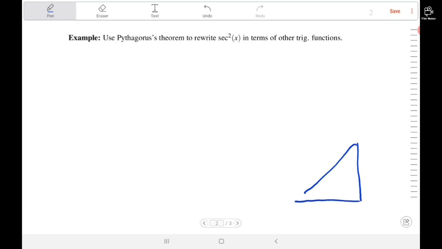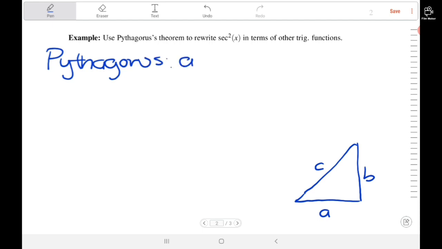So if we draw a right-angled triangle and we label the lengths of the sides, then Pythagoras told us that a squared plus b squared equals c squared. So that's the property that we're looking to use here. Now, what does that have to do with the trig functions? Well, we also have some nice properties of trig functions and how they relate to the sides and angles of right-angled triangles. So we're dealing with x here, so let's label one of these angles x.